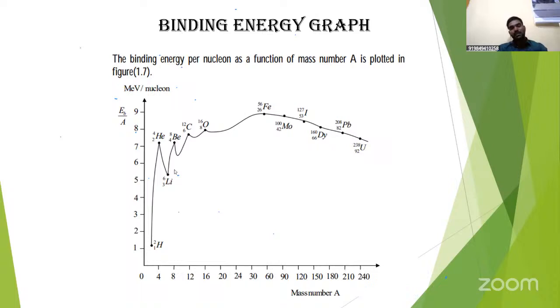It will sharply increase up to mass number 20, and there will be fluctuations in between, from mass number 4 to 20. After that, that is iron, what happens? There will be a slow, gradual decrease in the binding energy.